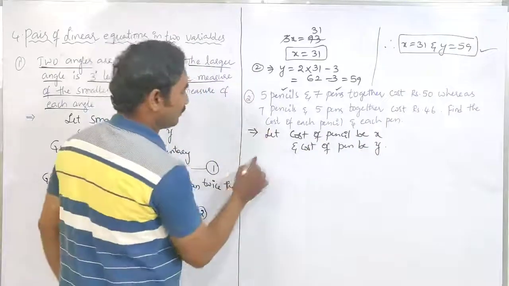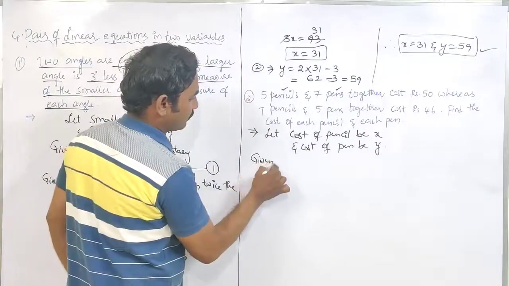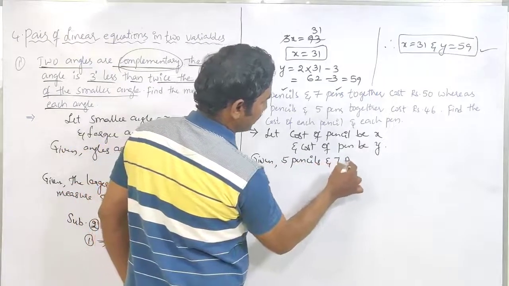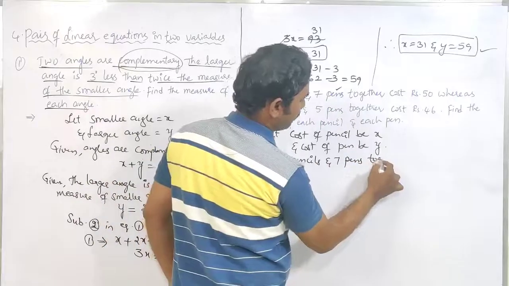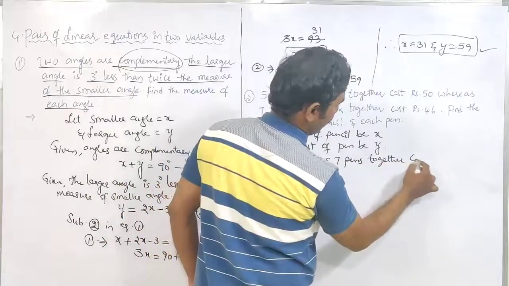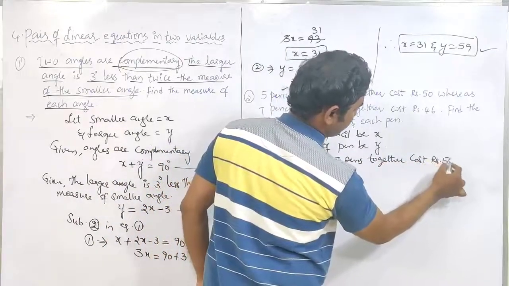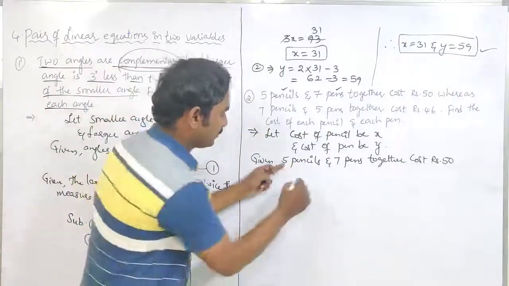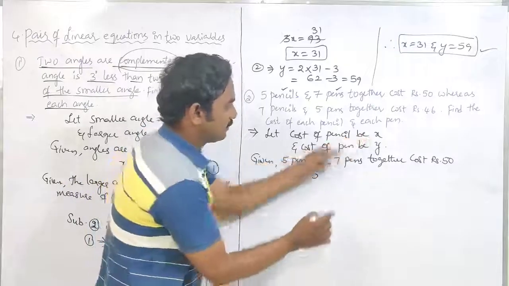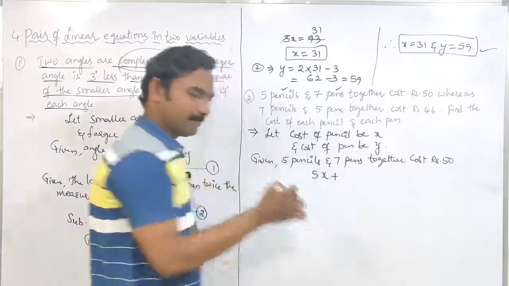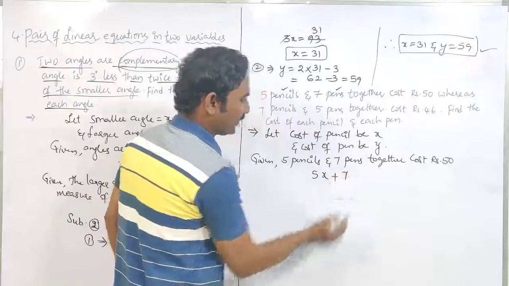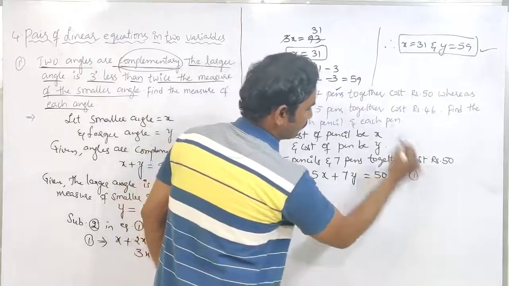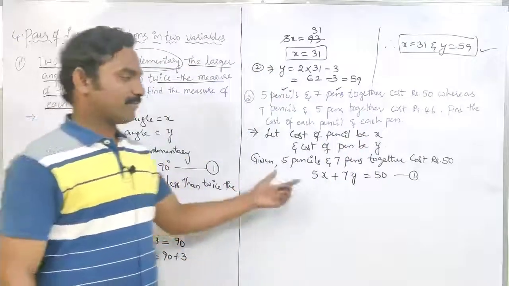Now according to the problem given in the question, 5 pencils and 7 pens together cost rupees 50. Together means addition. How many pencils? 5 pencils. So 5 pencils, each pencil is x rupees, plus 7 pens, each pen is y rupees, is equal to 50 total. Total amount is 50. So this is the first equation.